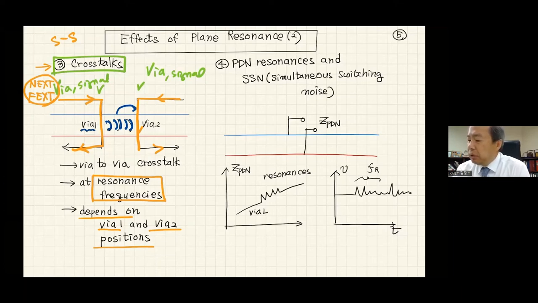Fourth case, I would like to continue fourth case. Let's assume that you bring your power and ground. Let's assume you have IO, chip IO, and this IO power is connected to this ground and power is connected to this ground. Because this is the planar structure, we have to have power via.